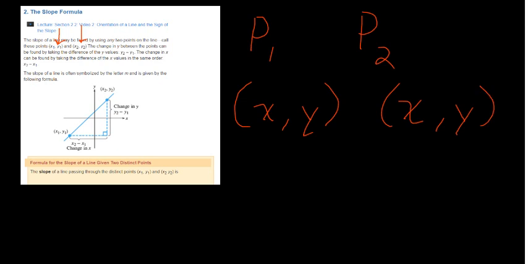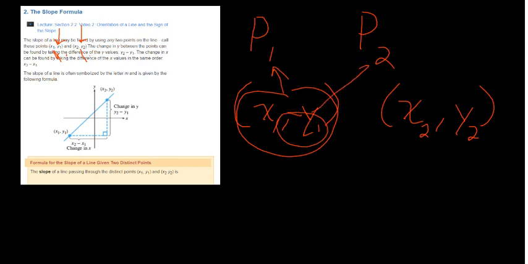The whole point of those subscripts, the 1s and the 2s, is so we can distinguish the points from one another, or the x and y values of the 2 different points. So x1, y1 means we're talking about point 1. The subscript 1 doesn't mean that we're talking about point 2.